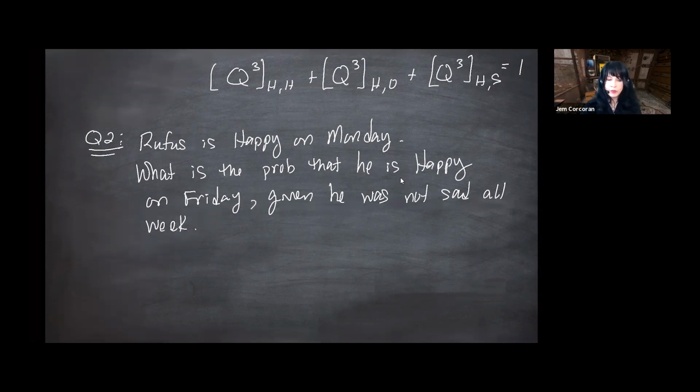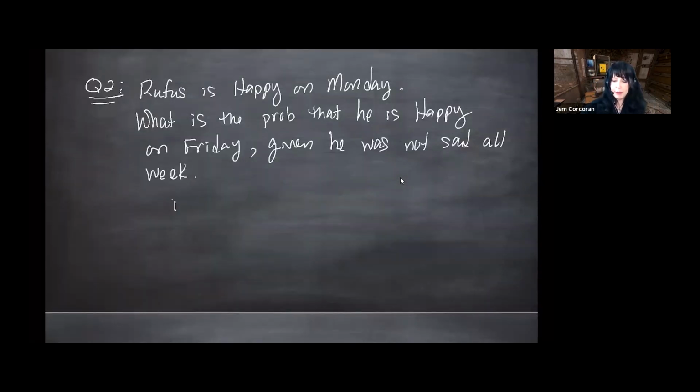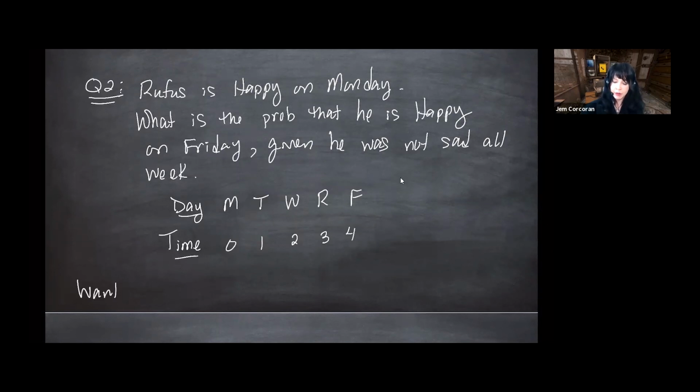So what we're trying to do here is basically map the days. So the days are Monday, Tuesday, Wednesday, Thursday, and Friday. And I'm going to kind of map these to time steps 0, 1, 2, 3, 4. And then what we want is the last thing I'm going to do because I won't be able to finish it. We want the probability that on Friday he is happy, given on Monday he was happy, and also given that X_i is not sad for i equals 1, 2, and 3.